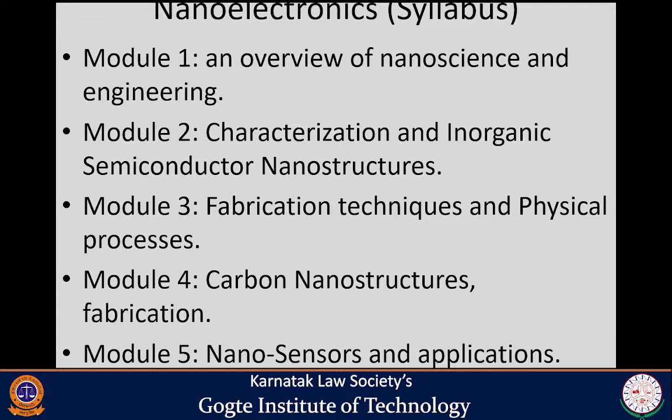Moving on to Unit 4, we are dealing with carbon nanostructures and their fabrication. Here we will be looking at carbon nanotubes and their applications, and also the fabrication of carbon nanotubes. Lastly, Unit 5 deals with nanosensors and their applications. Here we will look at a few applications of nanosensors like quantum cascade laser, single photon sources, photonic structures, and Coulomb blockade devices, in addition to looking at the characterization and perceptions of nanosensors.